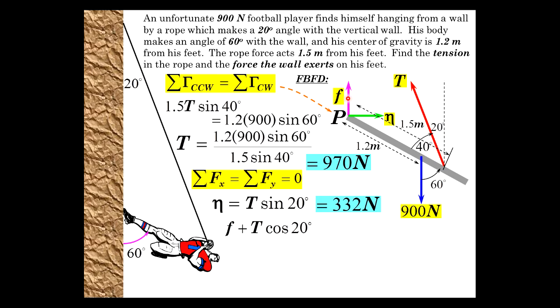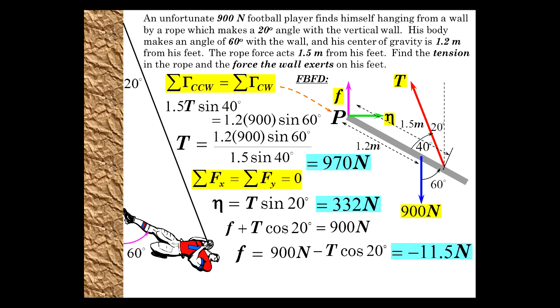And then friction, this force here, plus T cosine of 20, the vertical part of the tension, has to equal the 900, the weight. So from here, we can get friction, which is 900 newtons minus T cosine of 20. That gives us minus 11.5 newtons. Well, now this is curious. 11.5 newtons with a negative in front. What does a negative mean?